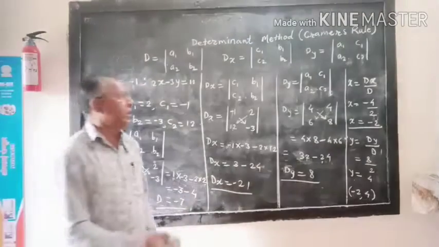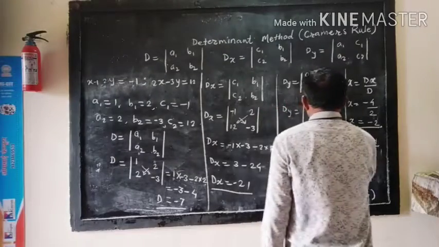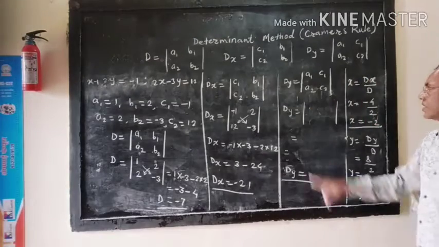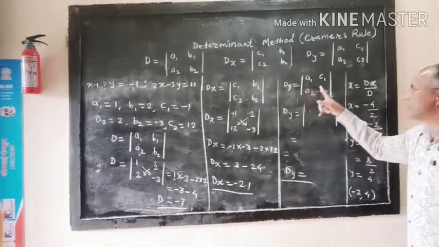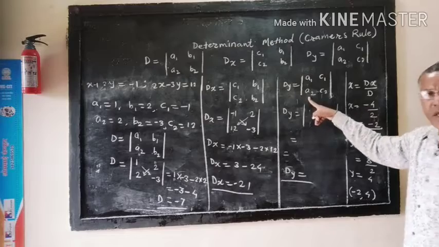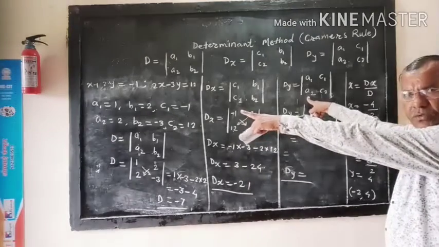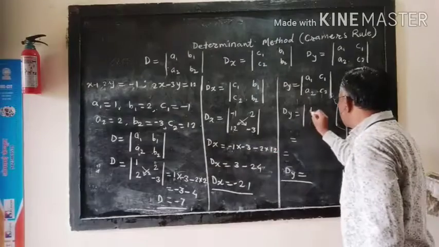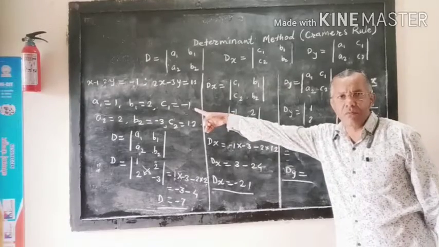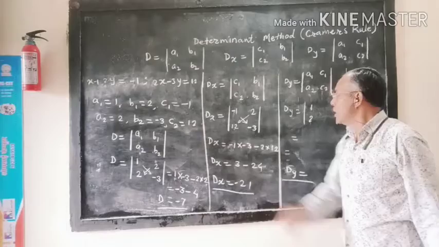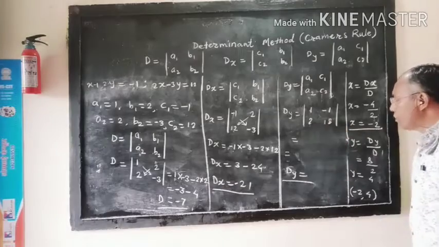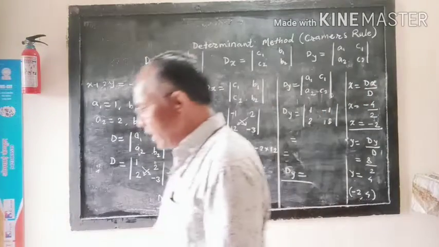Now we have to find the value of D of y. Here is the structure. This is D of y, and we will substitute the values here. What is the value of a1, a2? a1, a2 is 1, 2. What is the value of c1, c2? Here c1 is minus 1 and c2 is 12.